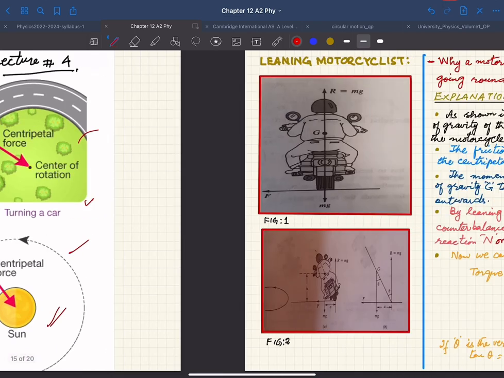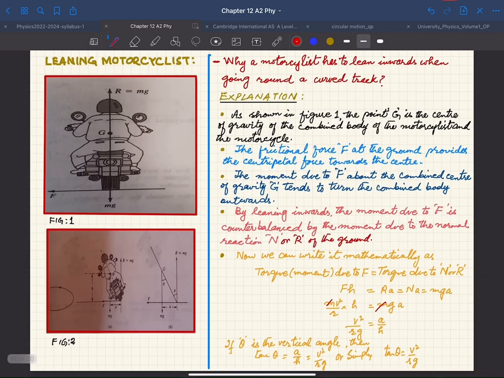Now I'm going to discuss one very important question, and this question is: why does a motorcyclist have to lean inwards when going around a curved track? If you are on a motorcycle and you are taking a turn, then you have to lean yourself inwards, toward the center of the circle. So this is a very important question.